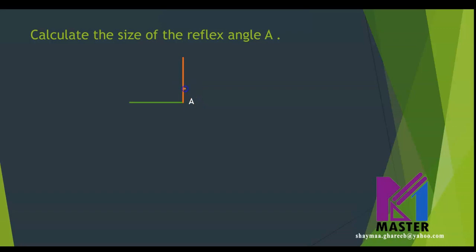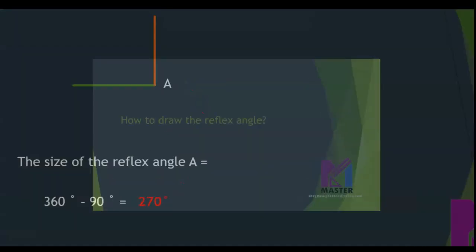Now, let's calculate the size of the reflex angle A. Do I know the size of the opposite? Of course, it is a right angle, which is 90 degrees. So when I subtract the 90 degrees from the 360, I will get 270 degrees. Then the size of the reflex angle A is 270 degrees.